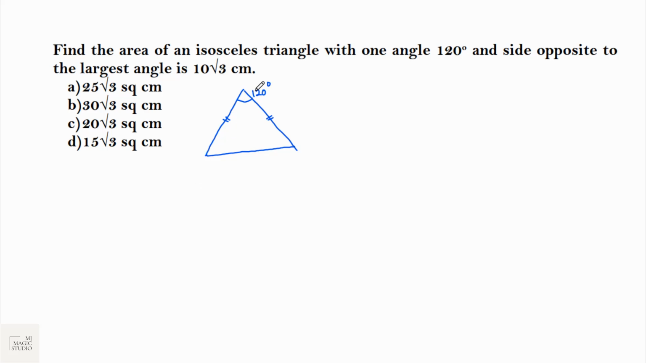That means 180 minus 120 is 60. Base angles are 30 degree and 30 degree. Side opposite to the largest angle is, this side is 10 root 3.